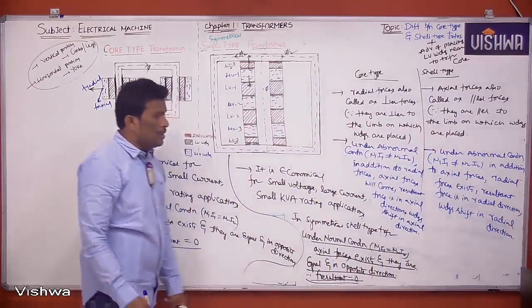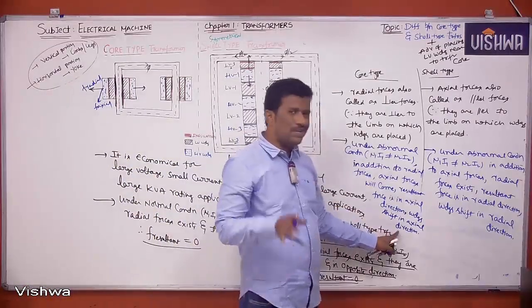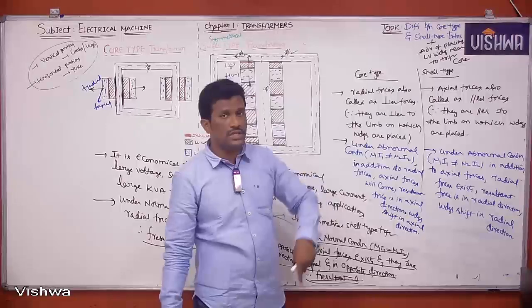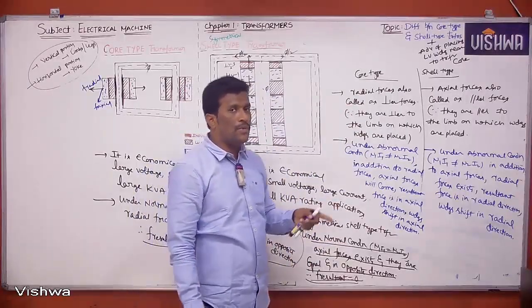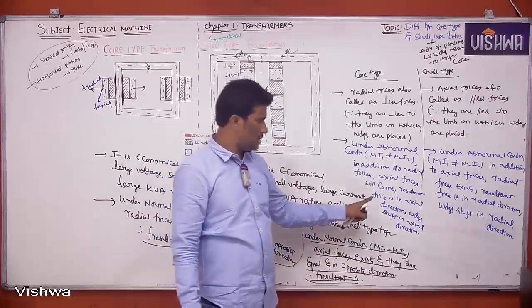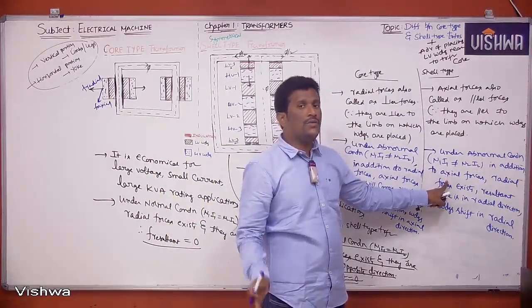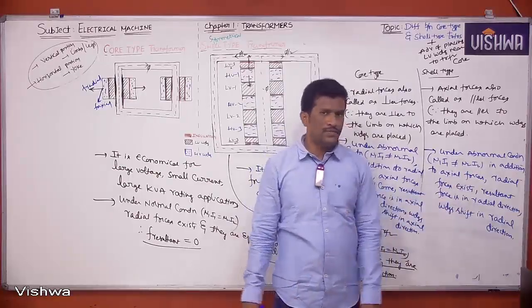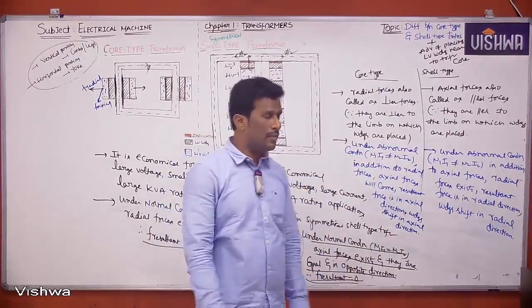Okay. Are you getting my question? See, under abnormal condition, windings are shifting in the resultant force direction. In core type, the resultant force under abnormal condition is in the axial direction. In shell type, under abnormal condition, the resultant force is in the radial direction. In that resultant force direction, your windings will shift. Okay, please note.